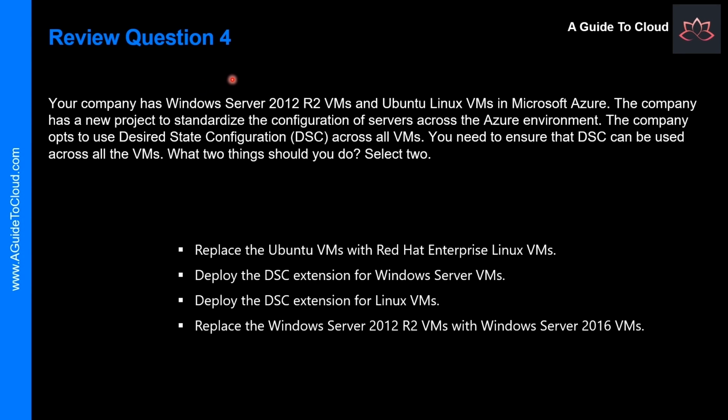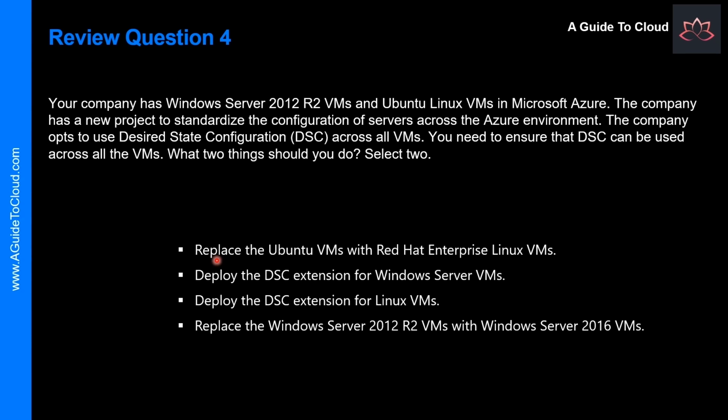Let's look at question number 4. Your company has Windows Server 2012 R2 VMs and Ubuntu Linux VMs in Microsoft Azure. The company has a new project to standardize the configuration of servers across the Azure environment. The company opts to use desired state configuration, or DSC, across all VMs. You need to ensure that DSC can be used across all the VMs. What two things should you do?